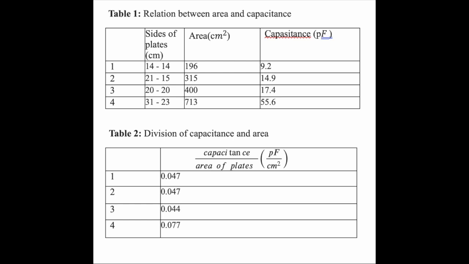For table 2, the first two values are both 0.047, which was what we expected for all data points. However, the third and fourth values deviate, especially the last one by 0.077, indicating the presence of experimental error.